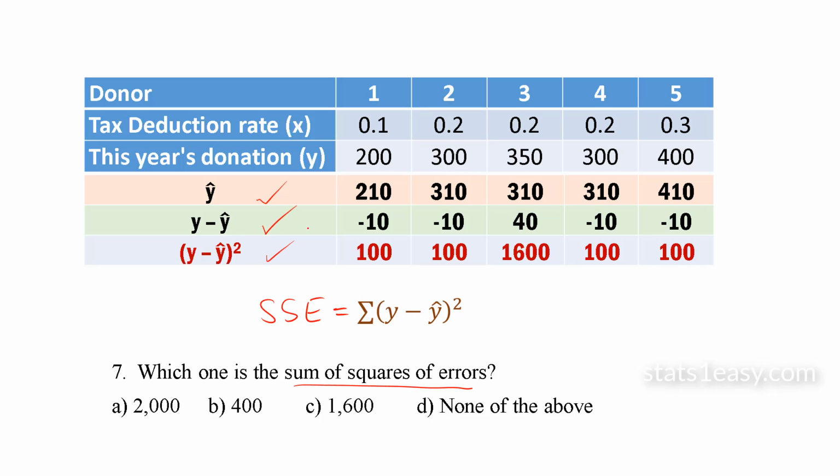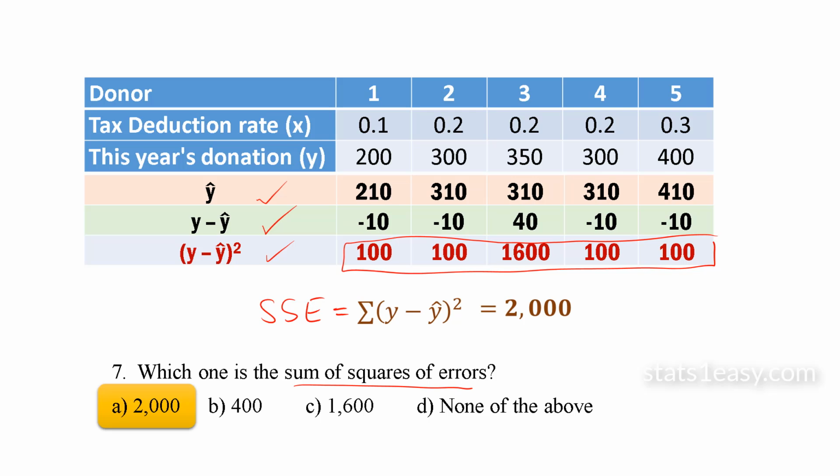So all we need to do now is sum them, find the total. The sum of squares errors, or sum of squares residual, is found by obtaining the totals of those numbers. And if we do, we obtain 2000. SSE is going to be 2000, so the answer is A.